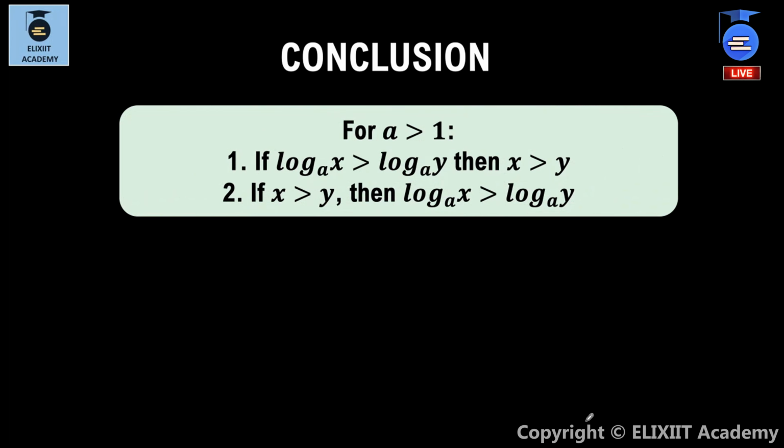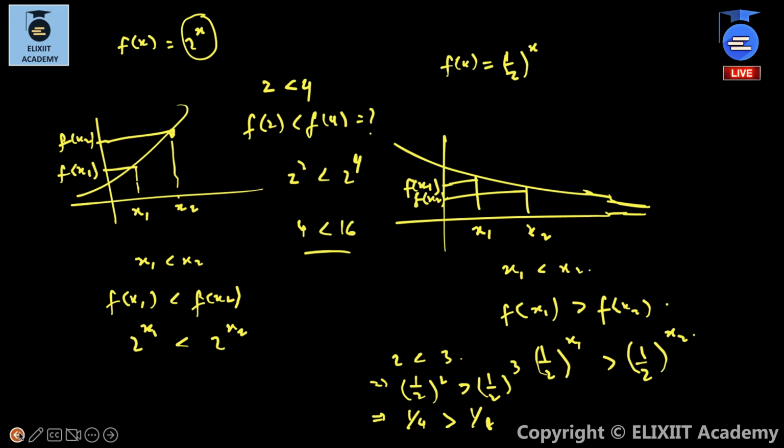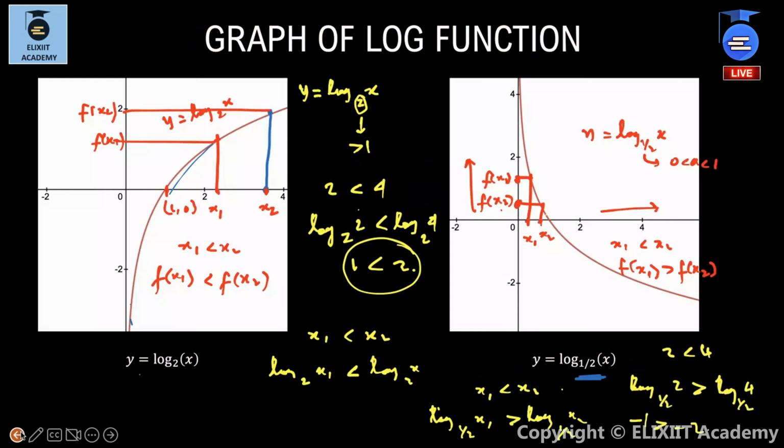Okay, so for a greater than 1, that's what we have seen so far. Acha, the reverse is also possible. The vice versa we haven't seen. If log x1 base 2 is less than log x2 base 2, then x1 is less than x2. This is the vice versa. The reverse is also possible.